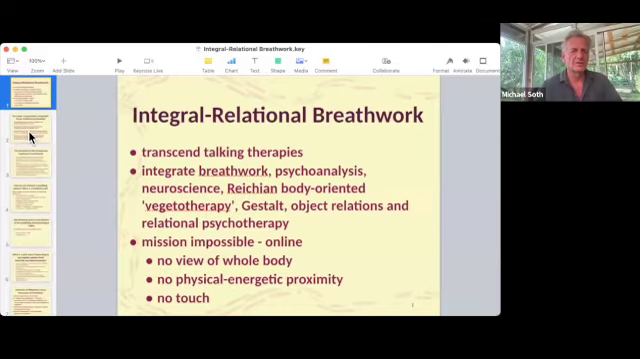And we don't have that. So on screen we have to take the route of verbal articulation, and some of it is really limited when it comes to those more primitive messages and communications and the sense of being embodied. Anyway, that was about the mission impossible that we're engaged in.